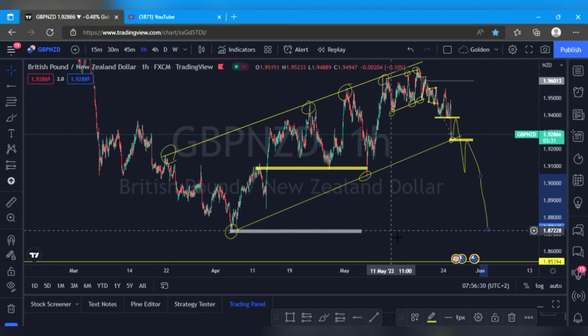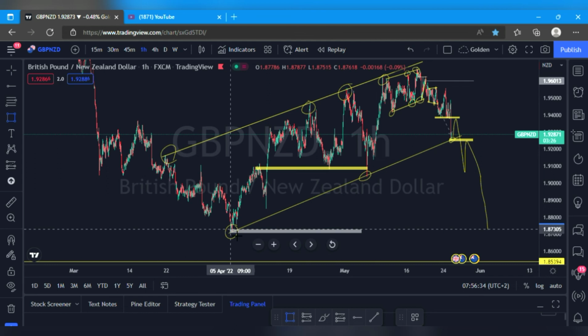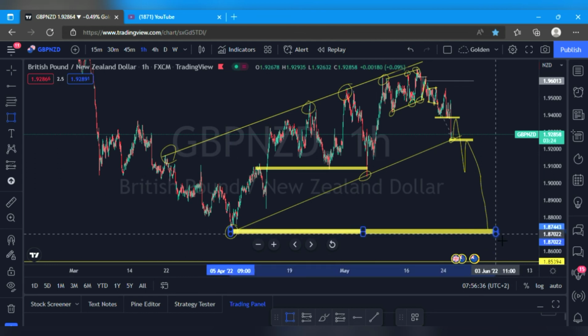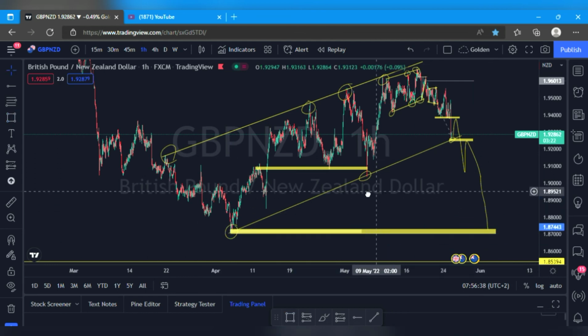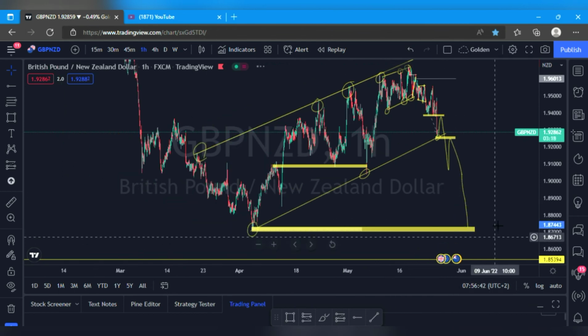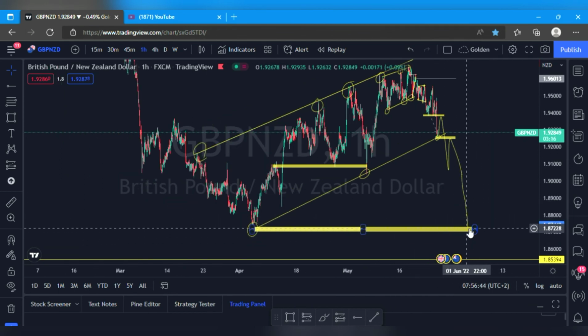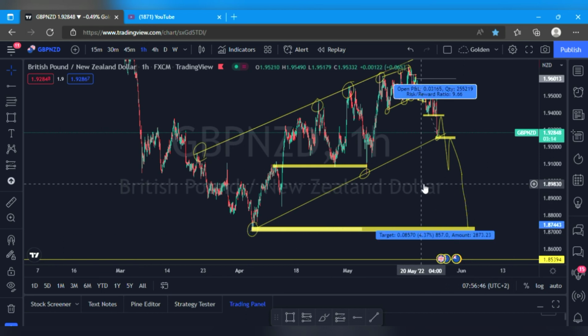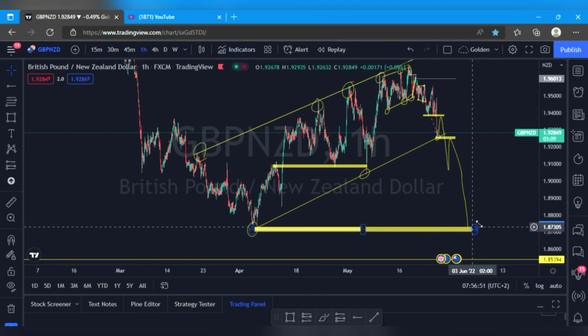So the market has that responsibility to reach this level. We have to reach these levels, and then this will be my exit point. When the market reaches this level, it might continue to move to the downside, but this is one of my rules. I will exit the market when the market reaches this point.